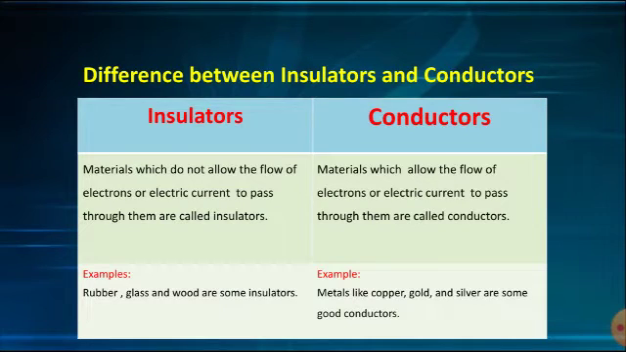Now, the difference between insulators and conductors. Materials which do not allow the flow of electrons or electric current to pass through them are called insulators. For example, rubber, glass and wood are some insulators. What are conductors? The materials which allow the flow of electrons or electric current to pass through them are called conductors. For example, metals like copper, gold and silver are some good conductors.